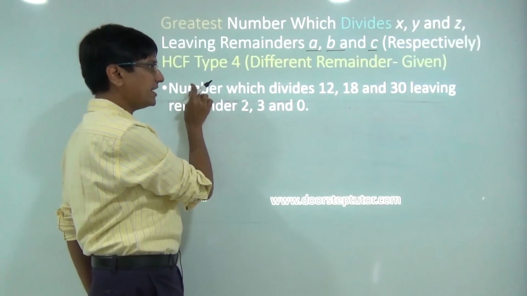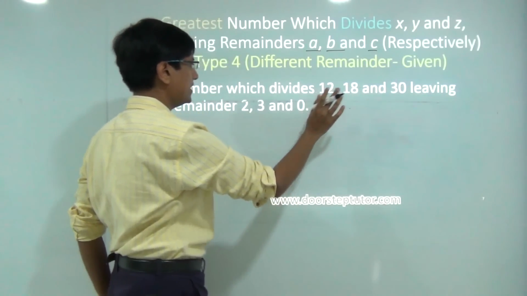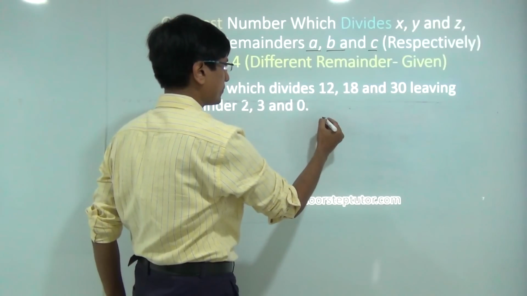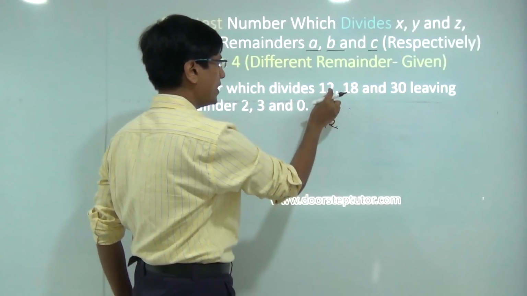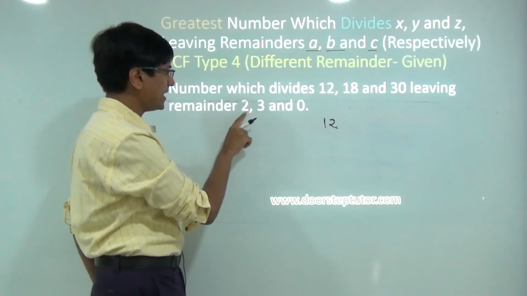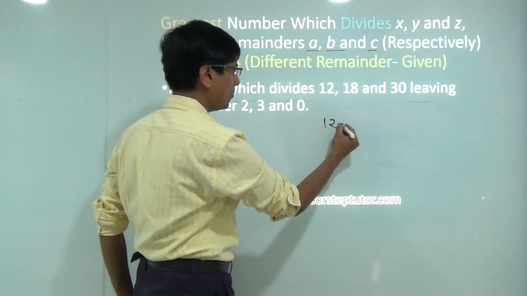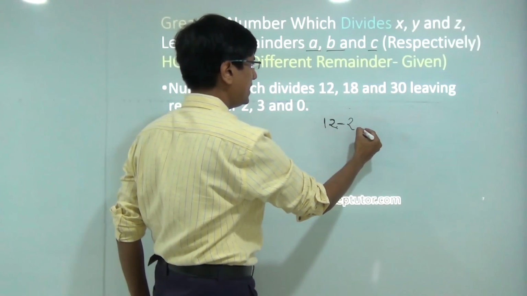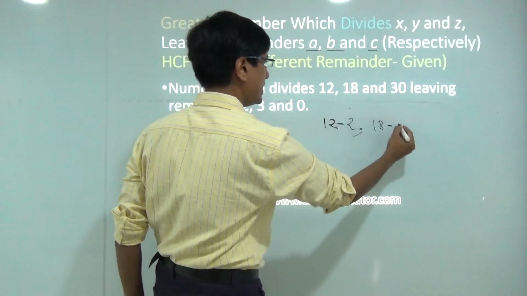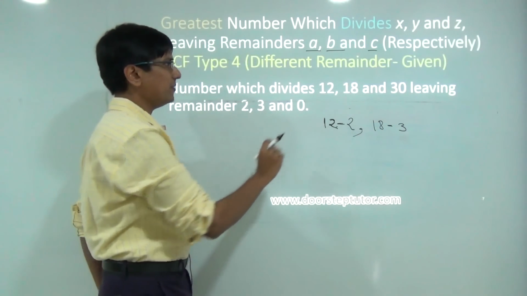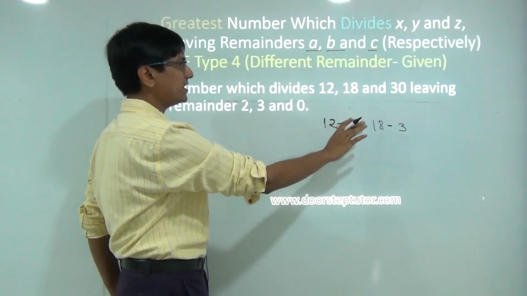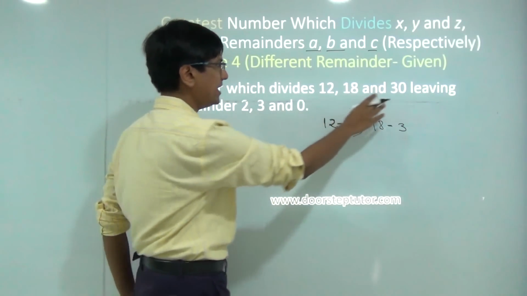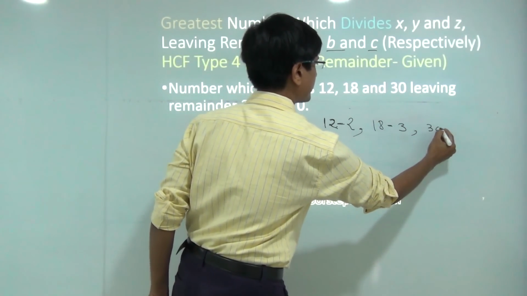We are trying to find out the greatest number which divides 12, 18 and 30, and it leaves the remainders 2, 3 and 0, okay. So when 12 is divided by that number, I get a remainder of 2. Therefore 12 minus 2 should be fully divisible by that number. Similarly 18 minus 3 should be completely divisible by that number, only then, when 18 is divided by that number, I'll get a remainder of 3. Similarly 30 minus 0, or 30, should be completely divisible by that number, okay.